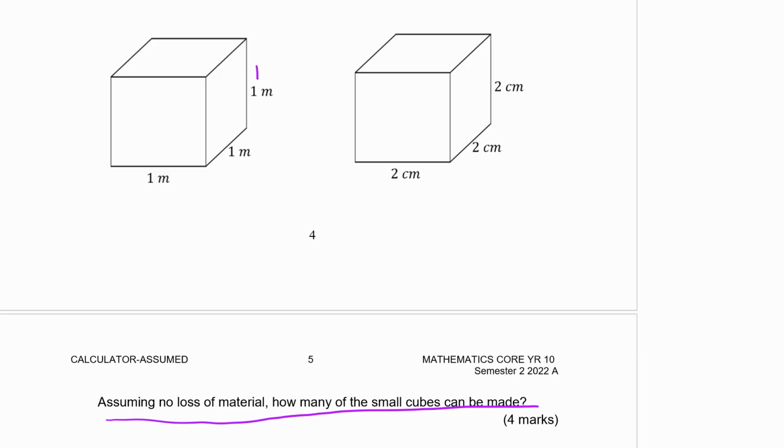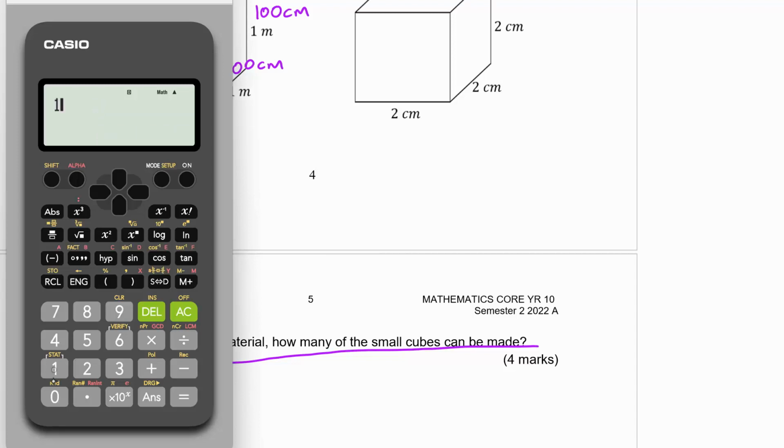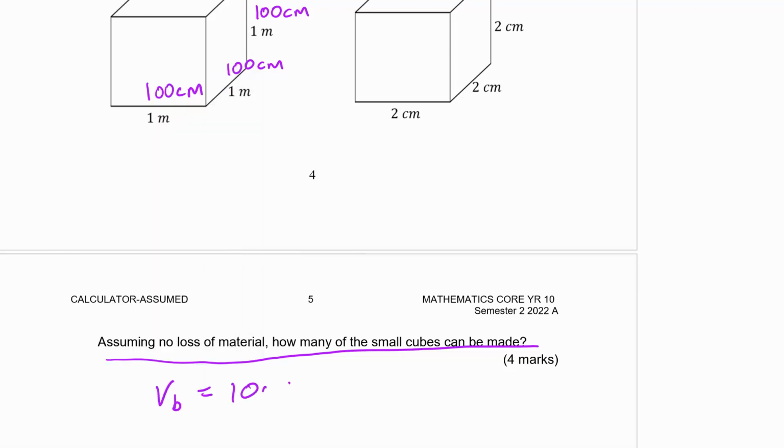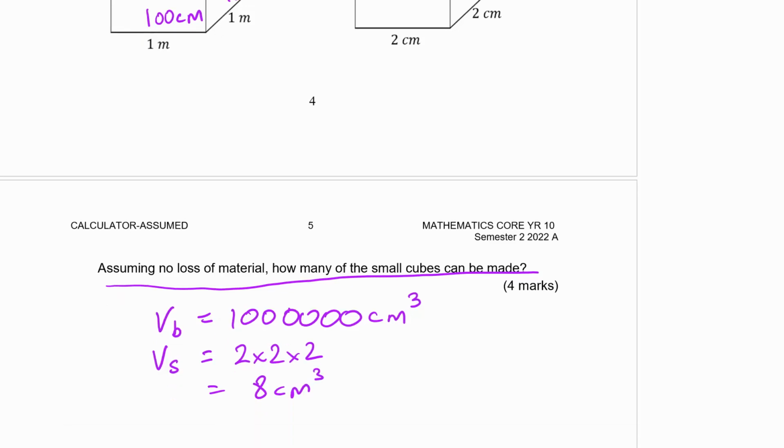Well, I want these to be in the same unit, so I'm just going to quickly change this one into centimeters there, and then we'll do the volume of the big one, which is therefore going to be 100 times 100 times 100, and that is 1,000,000, and that would be in cubic centimeters. The volume of the small one is going to be 2 times 2 times 2, which is 8 cubic centimeters.